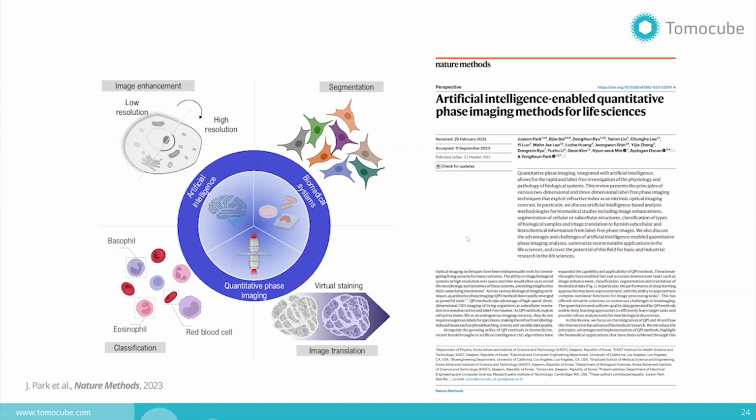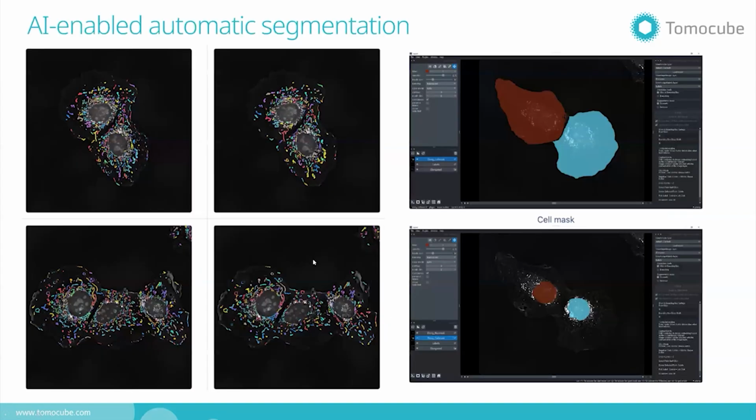So we have developed a series of techniques for segmentation of the cell and the nuclear organelles. We have developed AI techniques to classify the cell type and for virtual staining. But today, for the sake of time, I just touch on two applications.